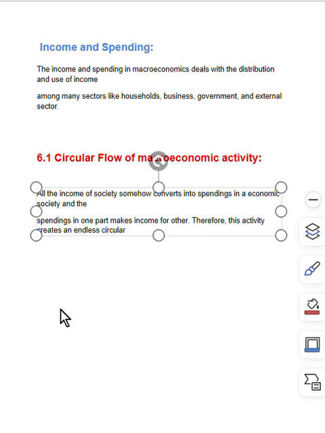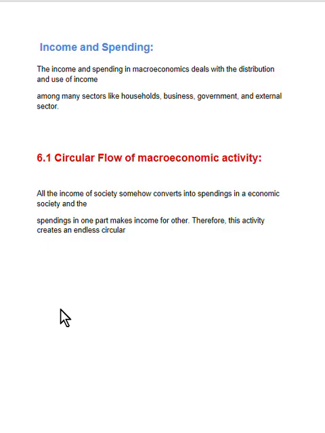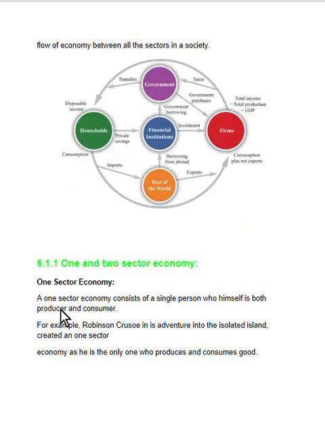In an economy, society converts spending into income, and the spending of one part makes income for another. Therefore, this activity creates an endless circle. That means the circular flow of macroeconomic activity is an endless process. Look here: from household to firms, from firms to household, government to firm, firm to government, and this circular flow goes on.